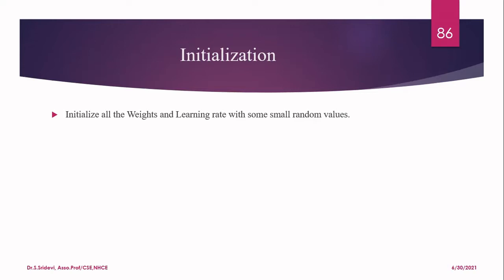But initially, we don't know what the optimal weight value is. So you will select some random weight values, and for our algorithm, we will also set the learning rate. Learning rate is nothing but alpha. That is going to decide how much updation you will do in the weight value. So initialize all the weights and the learning rate with some small random values. So this is the first step.